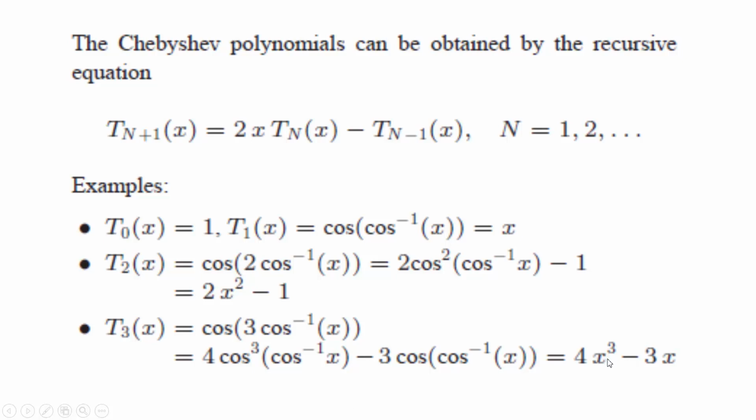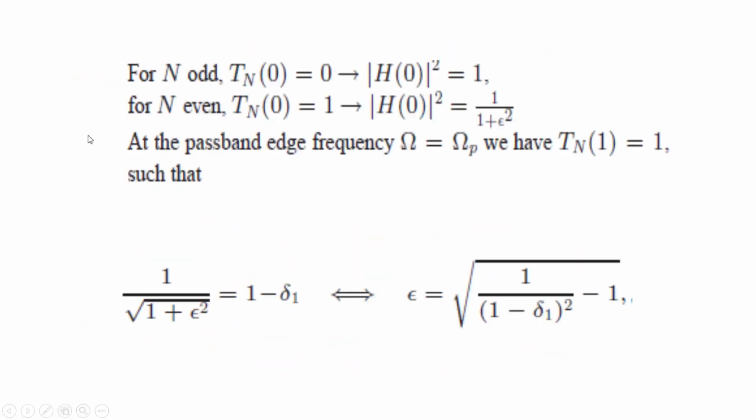If you analyze these expressions of T3(x), T2(x), T1(x), and T0(x), you will be able to generalize and derive this recurrence relation from which we can calculate the Chebyshev polynomial. All right.